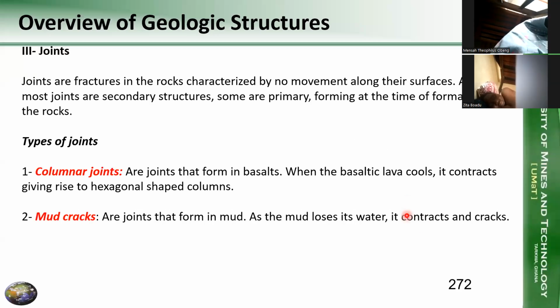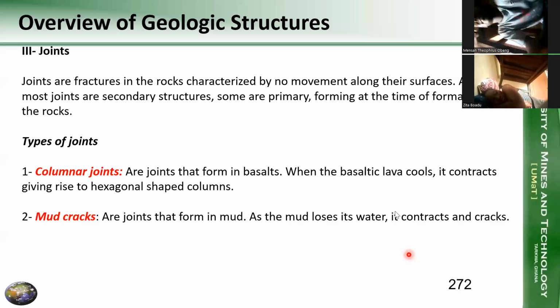In terms of joints, you remember we define a joint as a fracture along which no movement has occurred. So what are the types of joints we have? We have columnar joints, which are joints that are formed in basalt, all right. I'm going to show you examples of this type of joints.